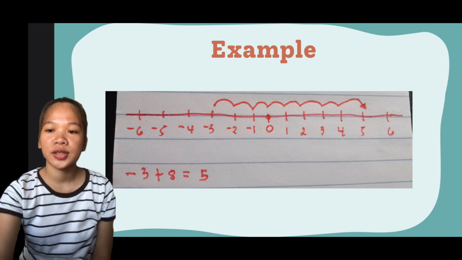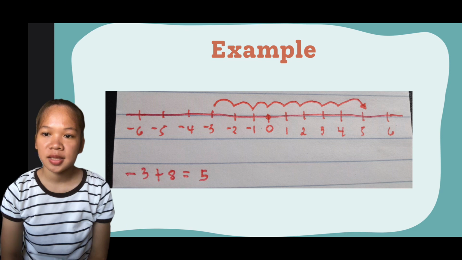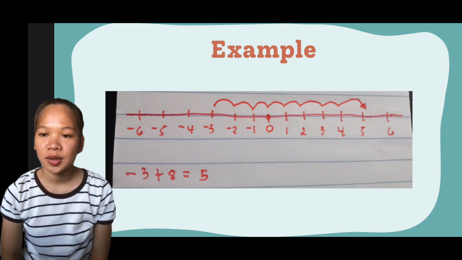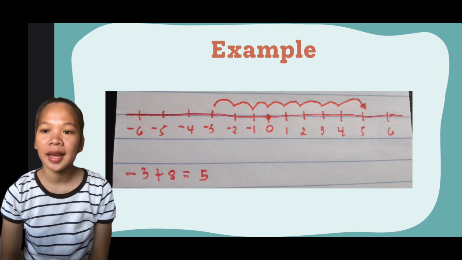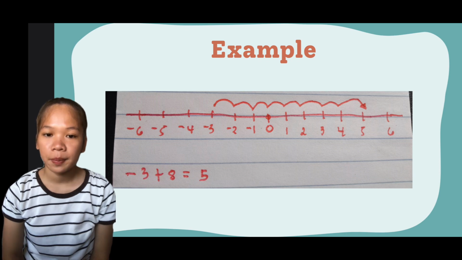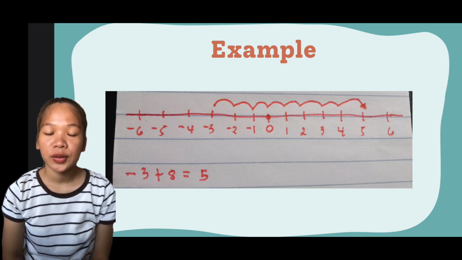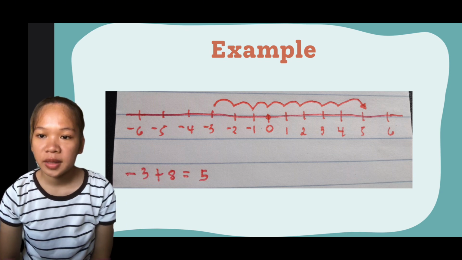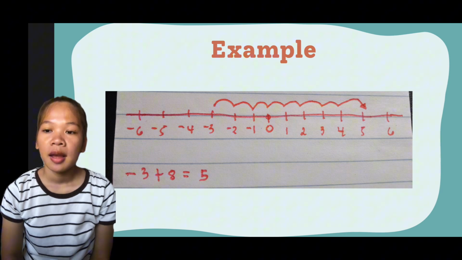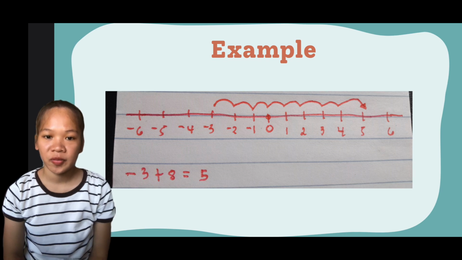So we have here also another example. The question is negative 3 plus positive 8 equals 5. It is because, di ba, negative 3 and then positive 8. So from negative 3, we're going to jump pa right because ang positive 8 is nasa right. So we are going to jump ka 8 because yun yung nakalagay. So from negative 3, magja-jump tayo ka 8 and maglaland siya sa positive 5. That's why our answer is positive 5.